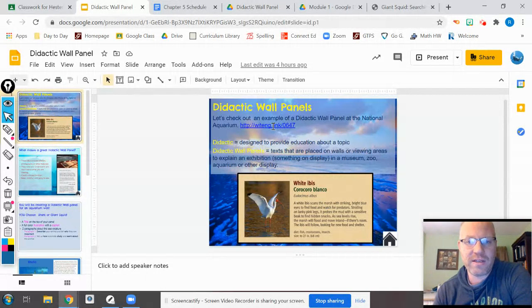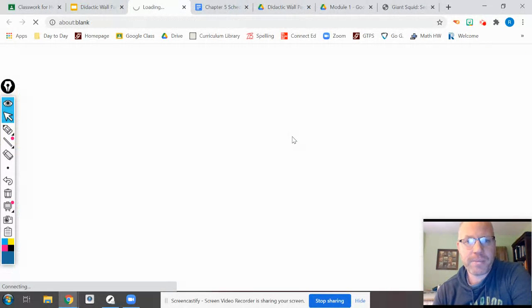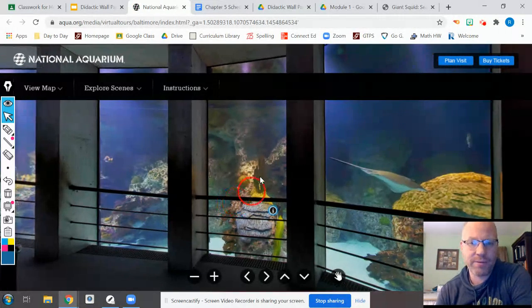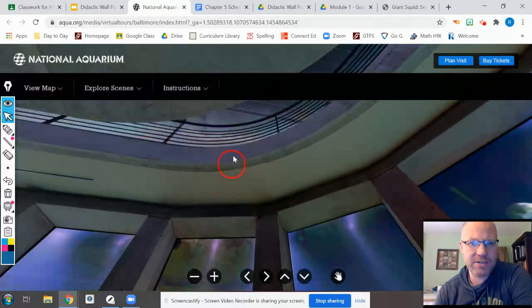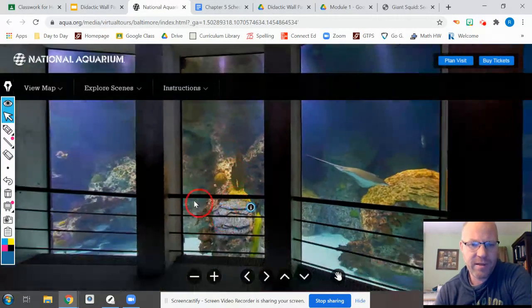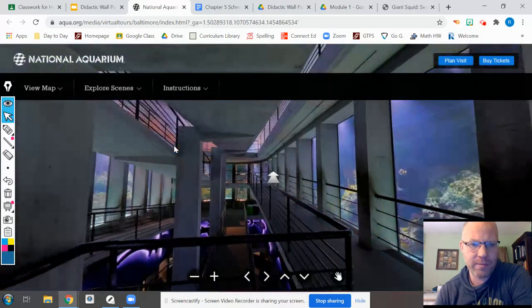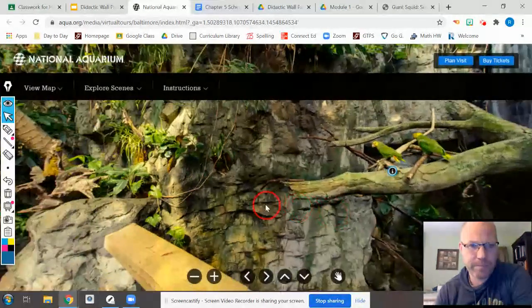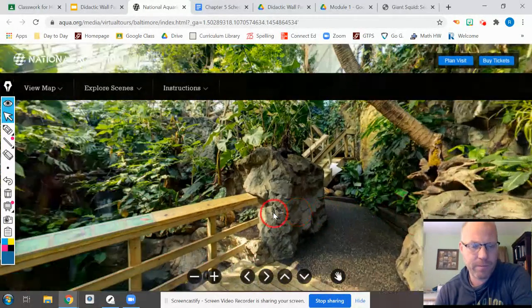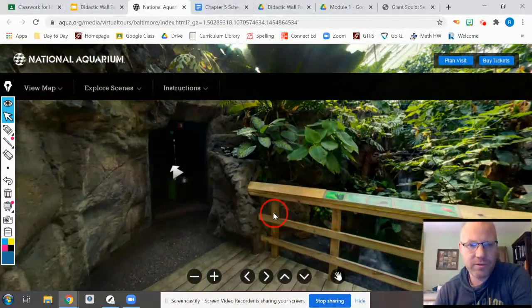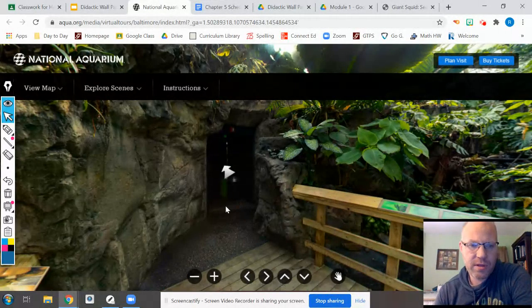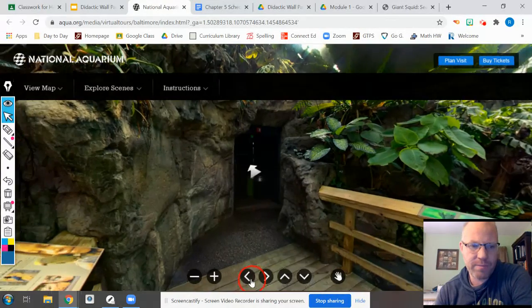And what you've noticed is that a didactic wall panel is giving information to the people as they walk through the aquarium. So this is the National Aquarium. If you were at the National Aquarium, gosh, I've been here so many times. Let me see if I can find a didactic wall panel. So this is like a virtual aquarium.